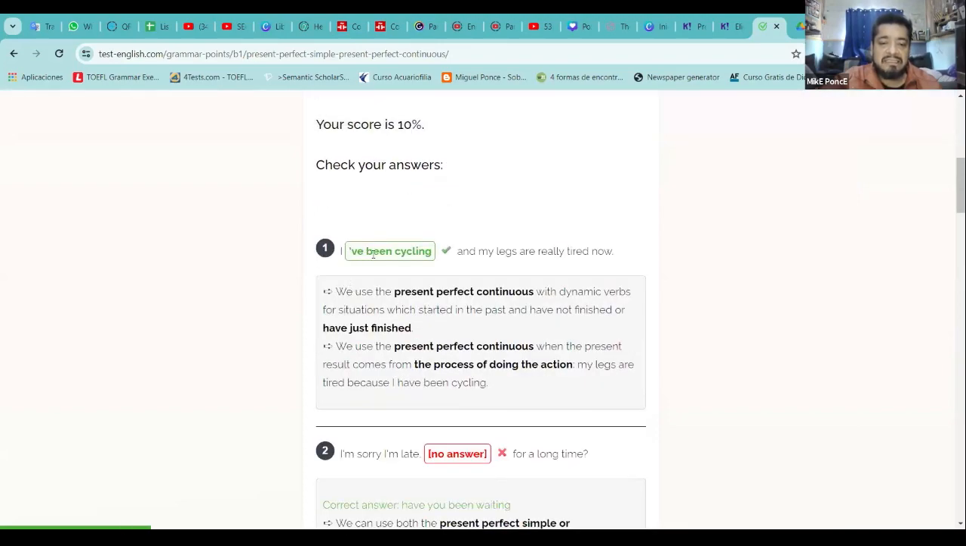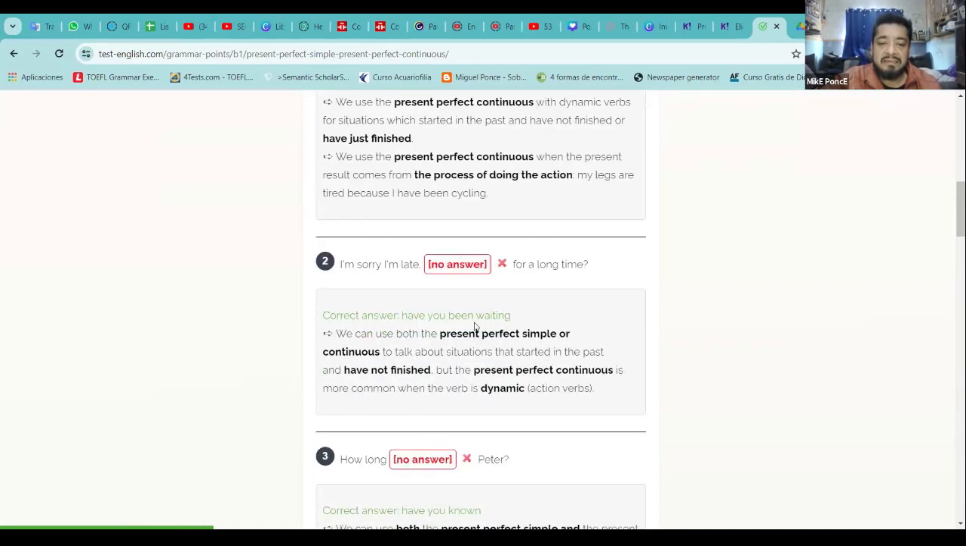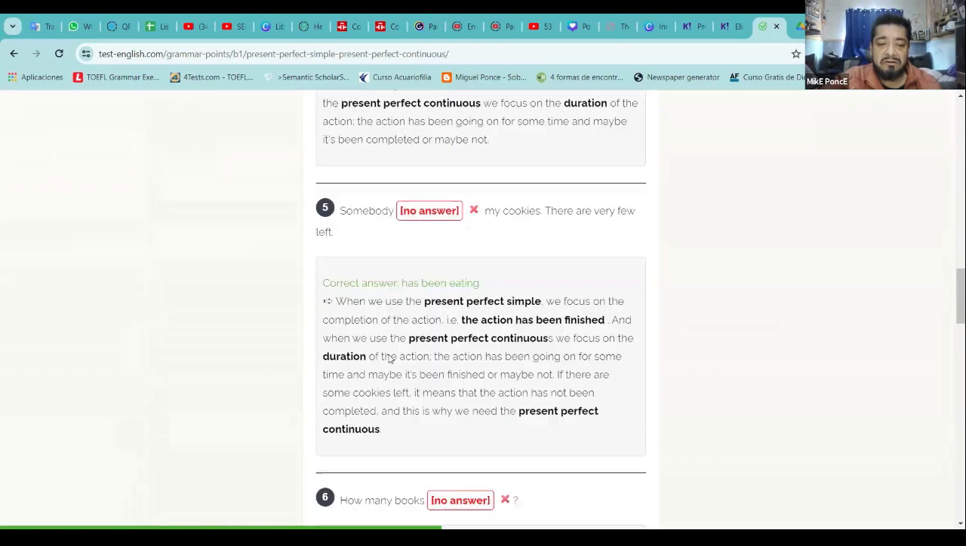So number 1, we selected I've been cycling, the present perfect continuous, because we use the present perfect continuous with dynamic verbs for situations which started in the past and have not finished or have just finished. We use the present perfect continuous when the present result comes from the process of doing the action. Yeah, in this case, my legs are tired. Why? Because I've been cycling. Yes? In this case, it's marked as the wrong answer for numbers 2, 3, 4, and so on, because we didn't answer them.